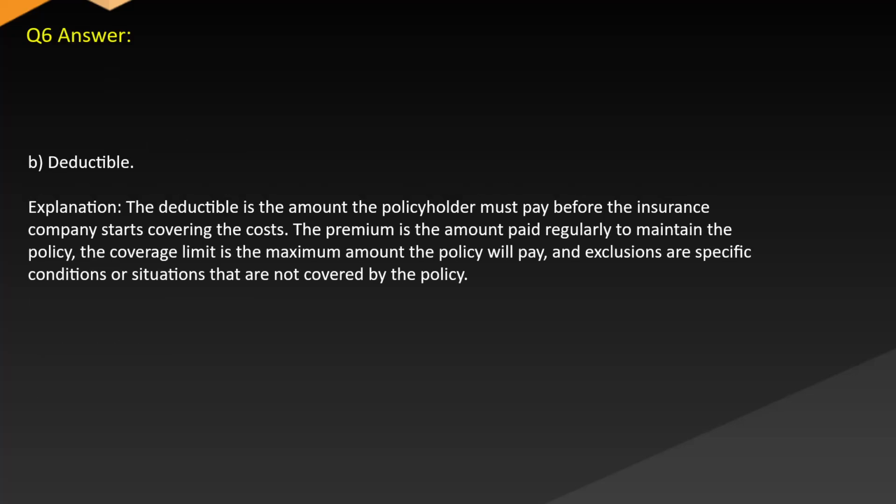Answer. B. Deductible. Explanation. The deductible is the amount the policyholder must pay before the insurance company starts covering the costs. The premium is the amount paid regularly to maintain the policy. The coverage limit is the maximum amount the policy will pay, and exclusions are specific conditions or situations that are not covered by the policy.